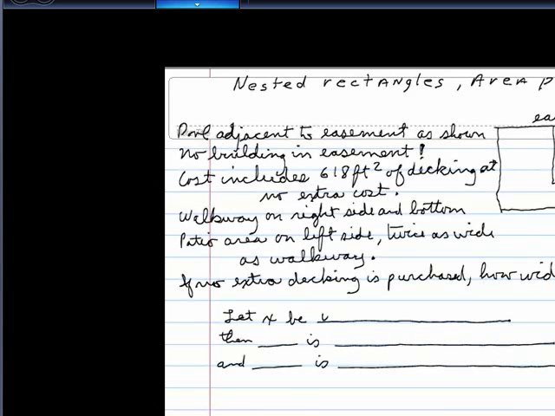Okay, let's let x be the width of the walkway. And the walkway is here. And so if that's going to be of width x, I'm going to put an x here and an x here for the walkway. And if the patio is going to be twice as wide as the walkway, I'm going to put a 2x here.